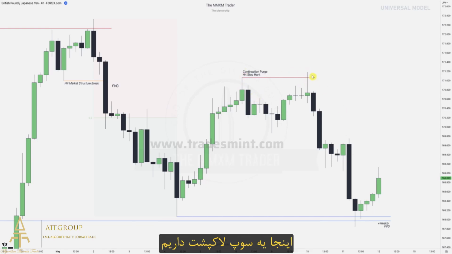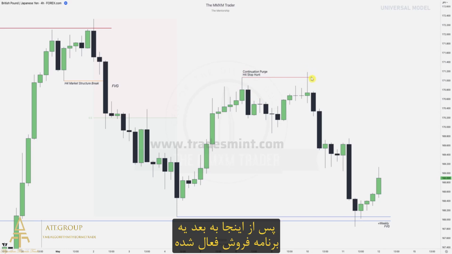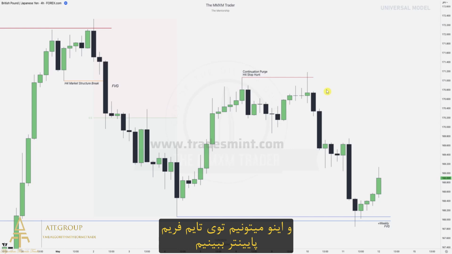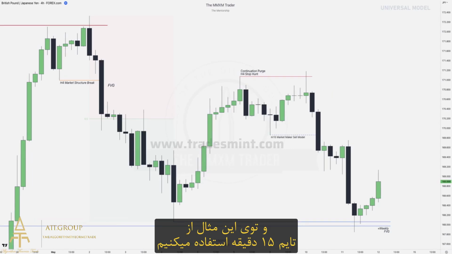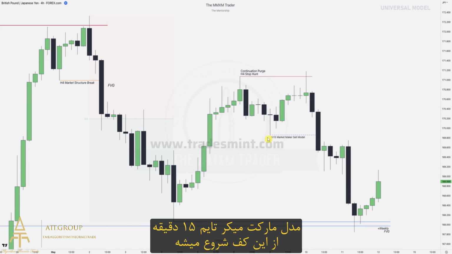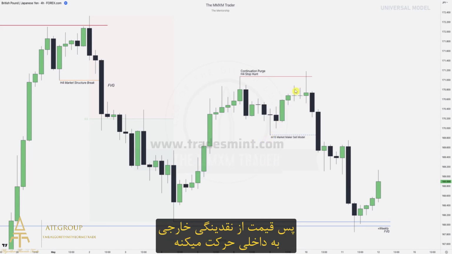This turtle soup over here. So from here on out, we can have a sell program activated, right? And we can see that on our lower time frame, and we'll be using a 15-minute time frame on this occasion. The market maker model on the 15-minute starts down from this low, right? So from external back to internal range.